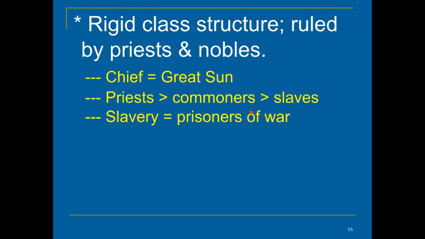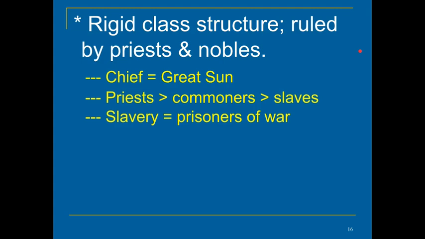Now the mound builders, the Mississippians, they had a rigid class structure with the priests and the nobles in the upper class. And they did practice slavery, and these slaves were the results of war. Now, the largest city in what is now the United States was a city called Cahokia. All right, Cahokia is in the central part of the United States.